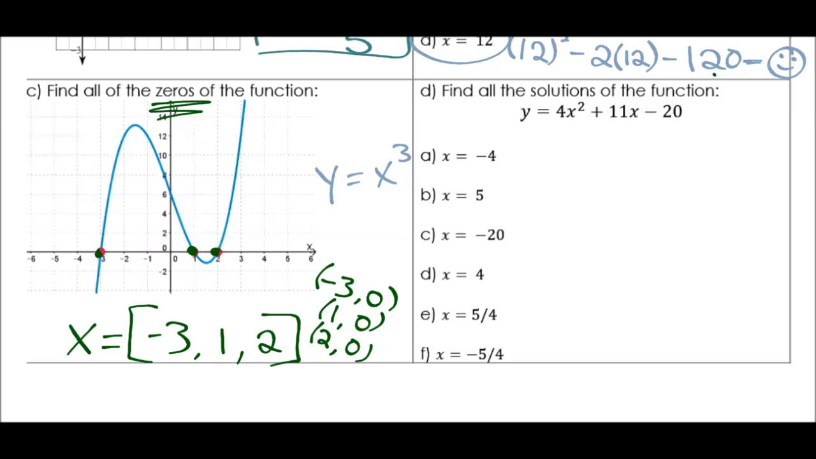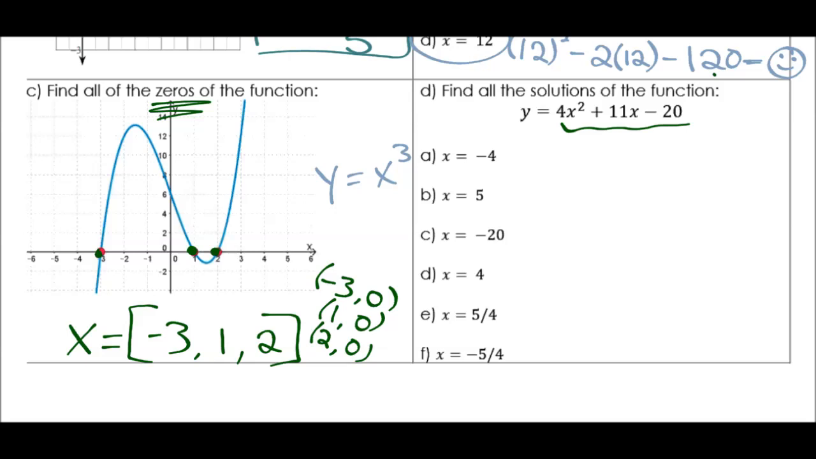In letter D, we're trying to find all of the solutions of that function. That's a lot of points to plug in. This is really why we're going to learn a new, quicker way to get to the solution, and we're going to be using factoring. Actually, I'm going to preview that here. I'm going to factor that polynomial.